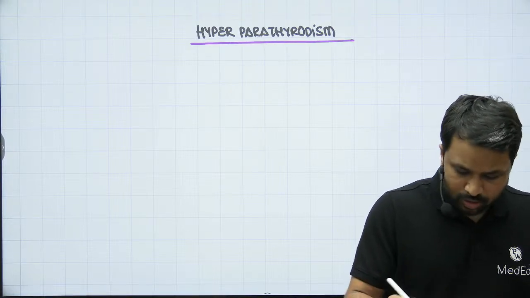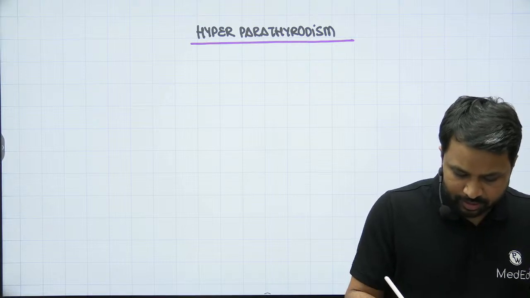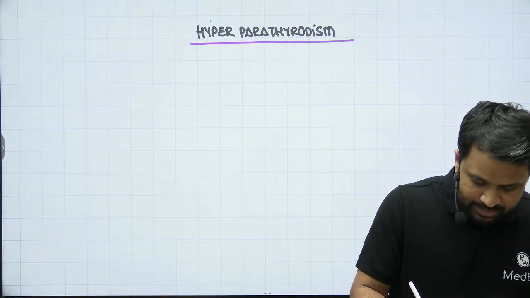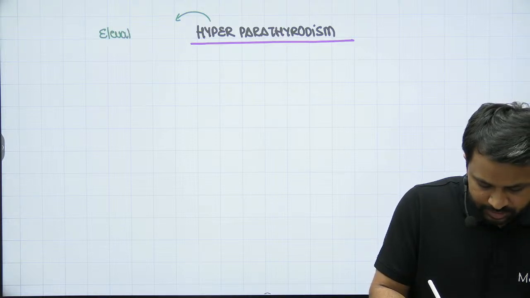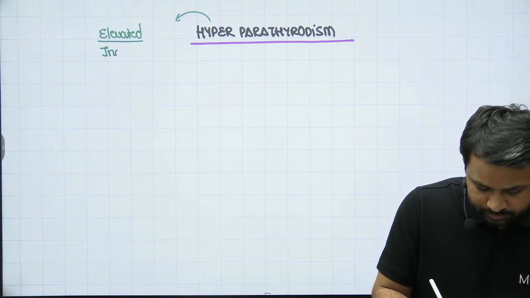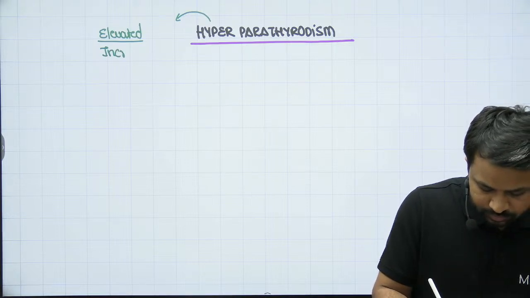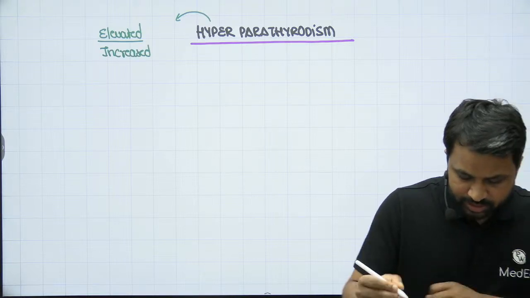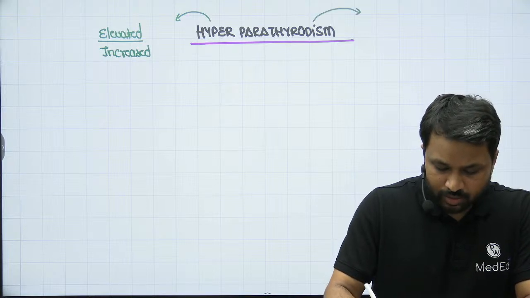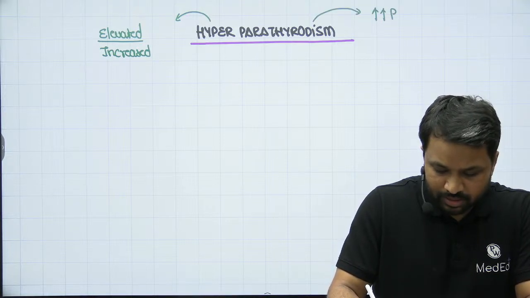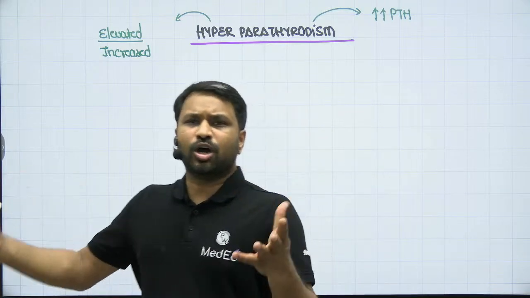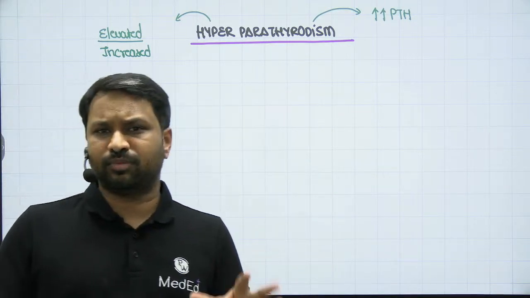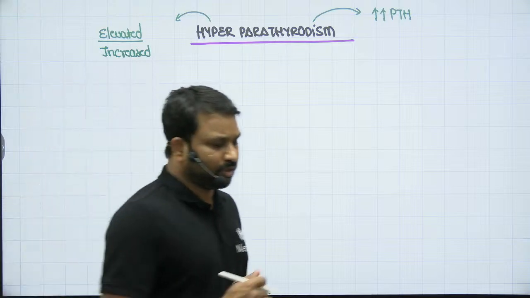Now the basic objective of hyperparathyroidism: hyper basically means elevated or increased. Hyperparathyroidism is increased parathyroid hormone. Talking about an increased parathyroid hormone that is going to cause problems, that is called hyperparathyroidism.